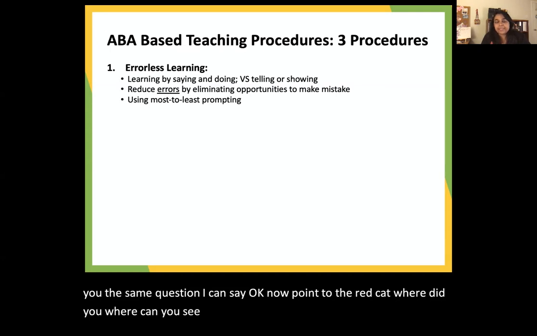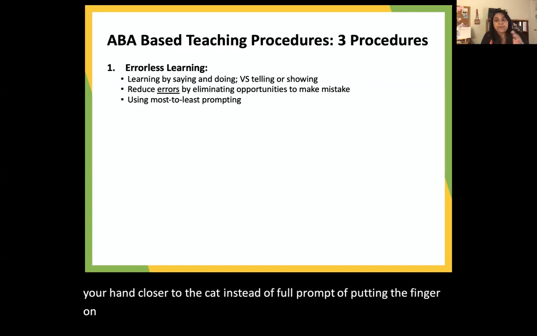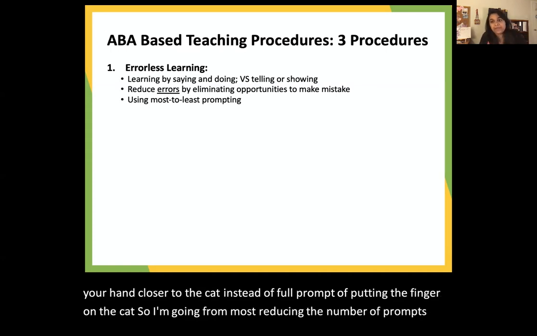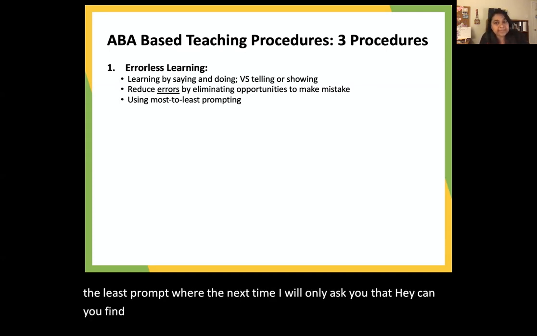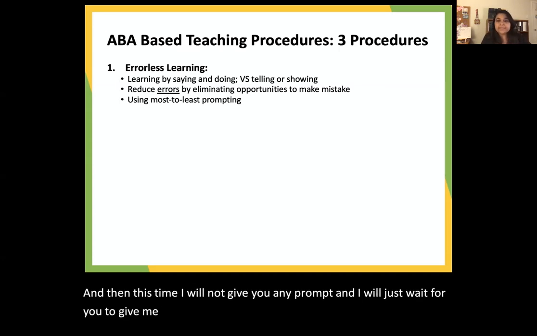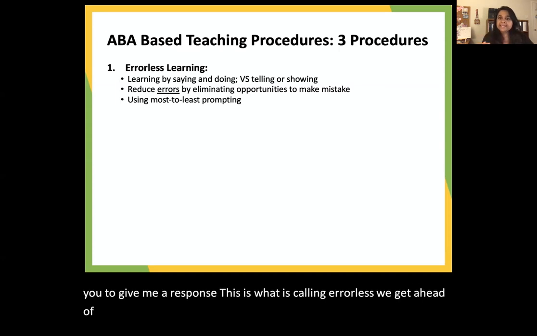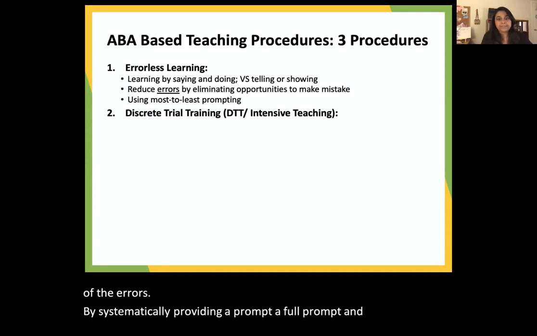The second time I might gently move your hand closer to the cat instead of the full prompt of putting the finger on the cat. So I'm going from most, reducing the number of prompts, to the least prompt, where the next time I will only ask, hey, can you find the cat again? Or where is the cat? And then this time I will not give you any prompt, and I will just wait for you to give me a response. This is what is called errorless. We get ahead of the errors by systematically providing a full prompt, and then reducing that prompt.